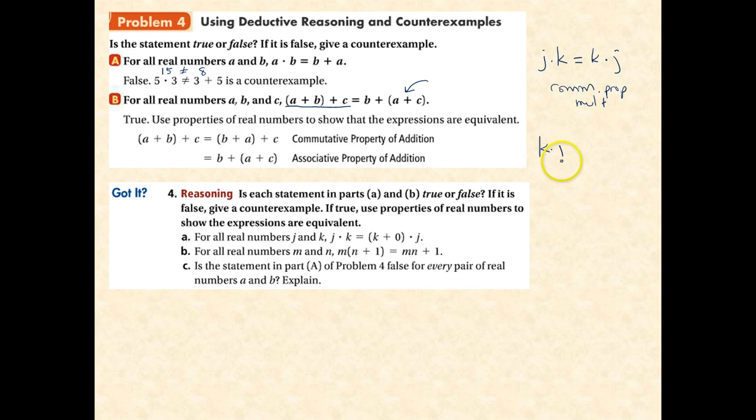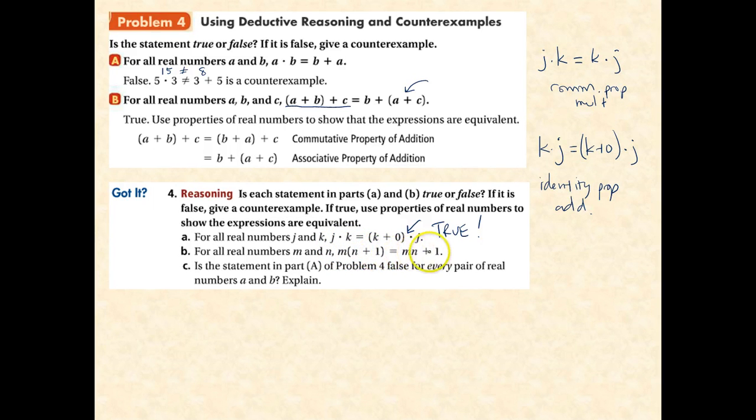And now k times j, I can use the identity property of addition to say that k is equal to k plus 0. And there I am. Alright, so that's true. True! A is true!